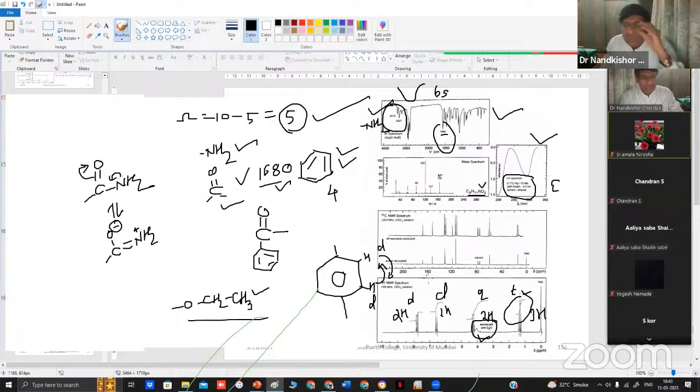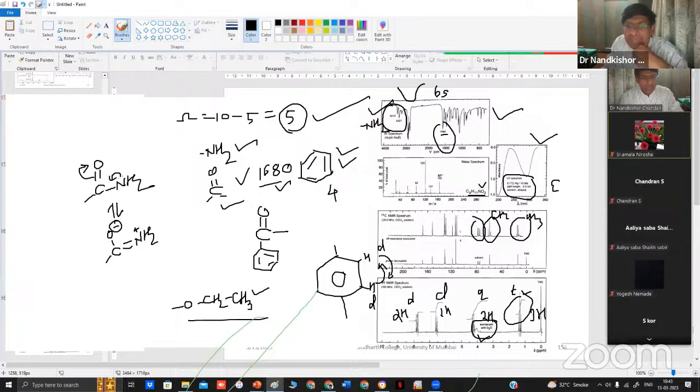Now let's see the C13 NMR, where the off-resonance spectrum indicates whether the proton is coupled with the carbon. This indicates the presence of a quartet, and this is a triplet. That means this will be CH3 and this will be CH2, which is confirmed. And this is a solvent peak, a triplet, that is the CDCl3 peak.